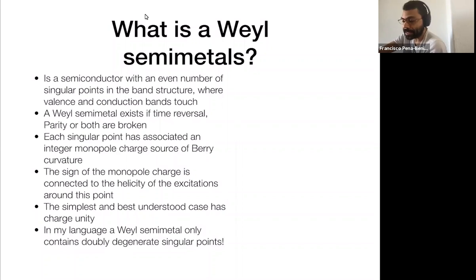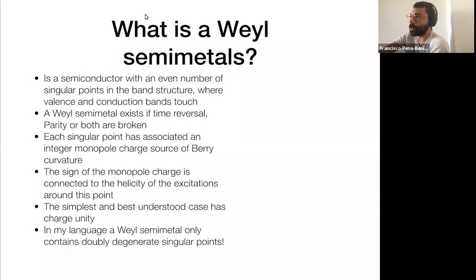In these type of systems, the valence and conduction bands touch in some even number of points in the Brillouin zone, and those points are very special because they are singular, in the sense that the derivative of the dispersion relation at that point is not well defined. The presence of those points comes with a particularity: from a quantum mechanical point of view, those points are sources of Berry curvature. At this precise point in momentum space, there is a monopole charge that has a quantized, integer value.